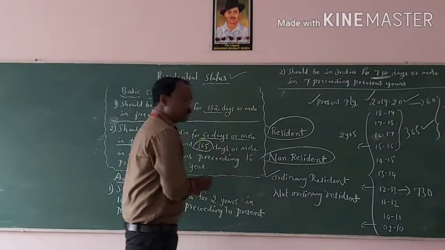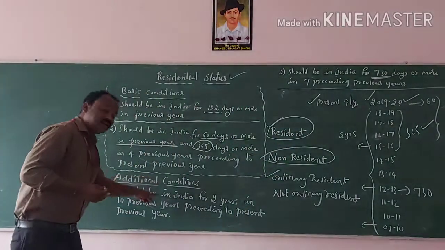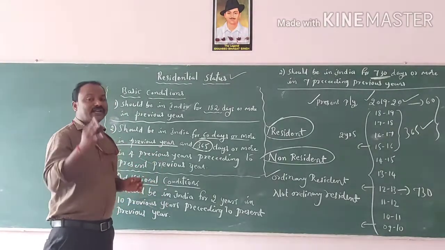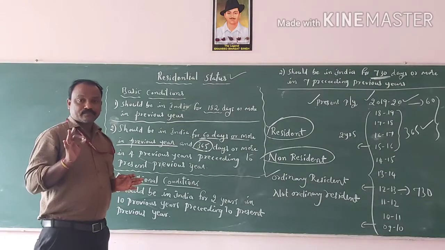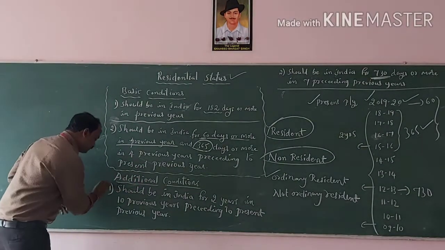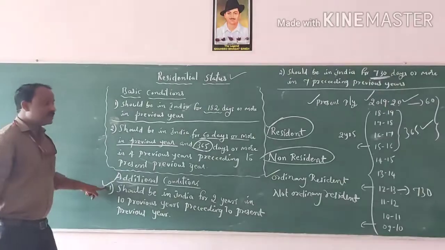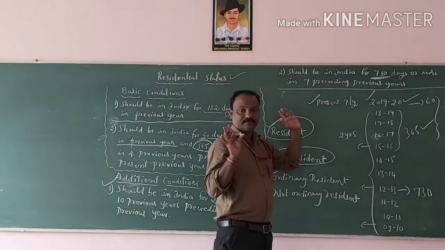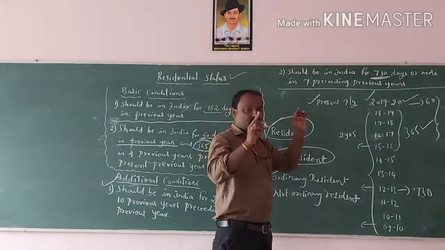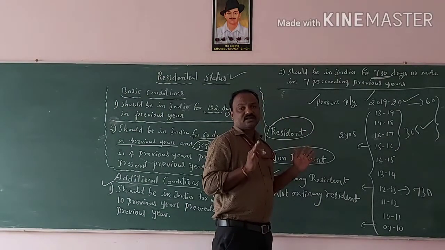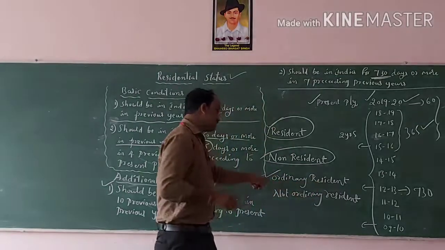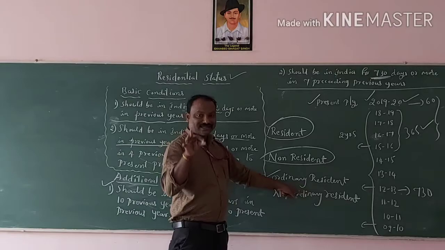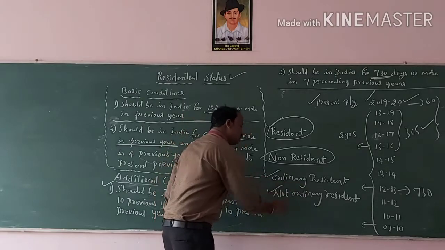So if he fails to fulfill any one or both of the additional conditions, for example, he has fulfilled additional condition number 1, but he has not fulfilled additional condition number 2, then he has failed. So he should fulfill both conditions. If he fulfills both conditions, then he becomes an ordinary resident. If he fails to fulfill any one of the additional conditions, then he becomes a non-ordinary resident.